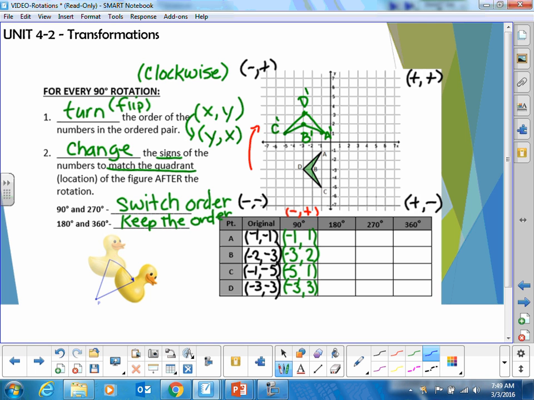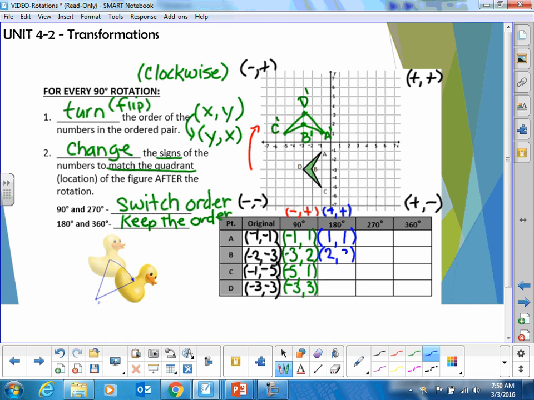Again, 180, we don't have to keep or switch the order, because when we move 90 degrees, we switch the order, but then if we move another 90 degrees, we actually flip back. So my numbers are going to go back to the original position, and both of mine are going to be positive, because in quadrant 1, we're positive, positive. So we have 1, 1 are my first 2 points. We're going to go back to the original numbers, because if you think about it, I moved 90 and switched the order. Now I'm moving another 90 and switching them back.